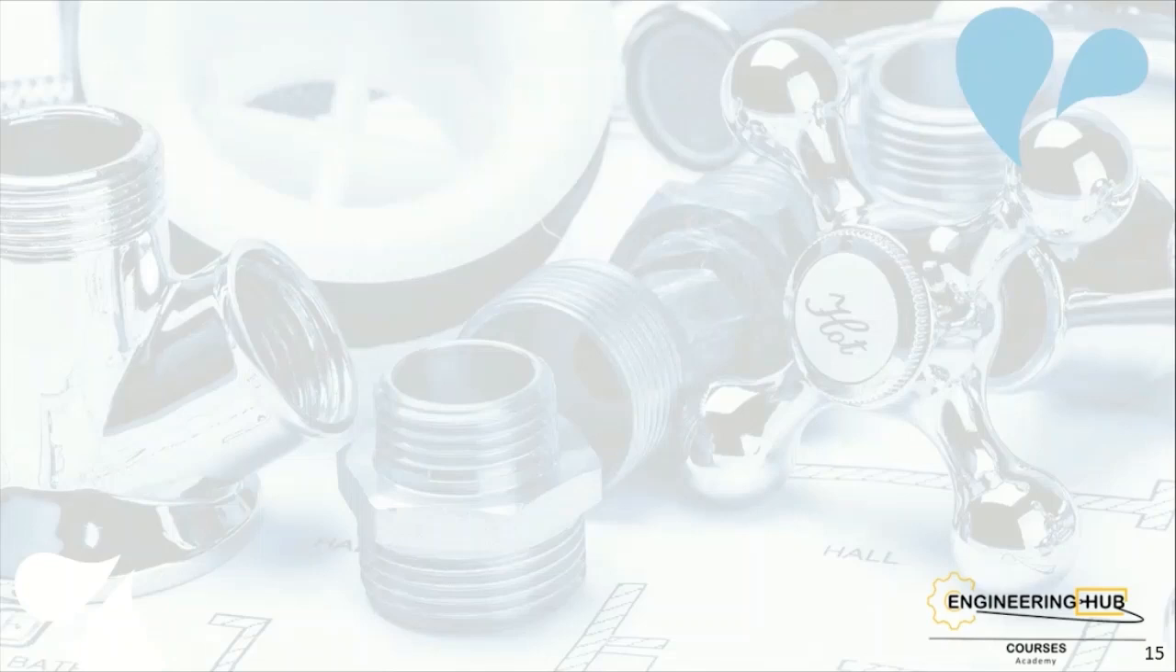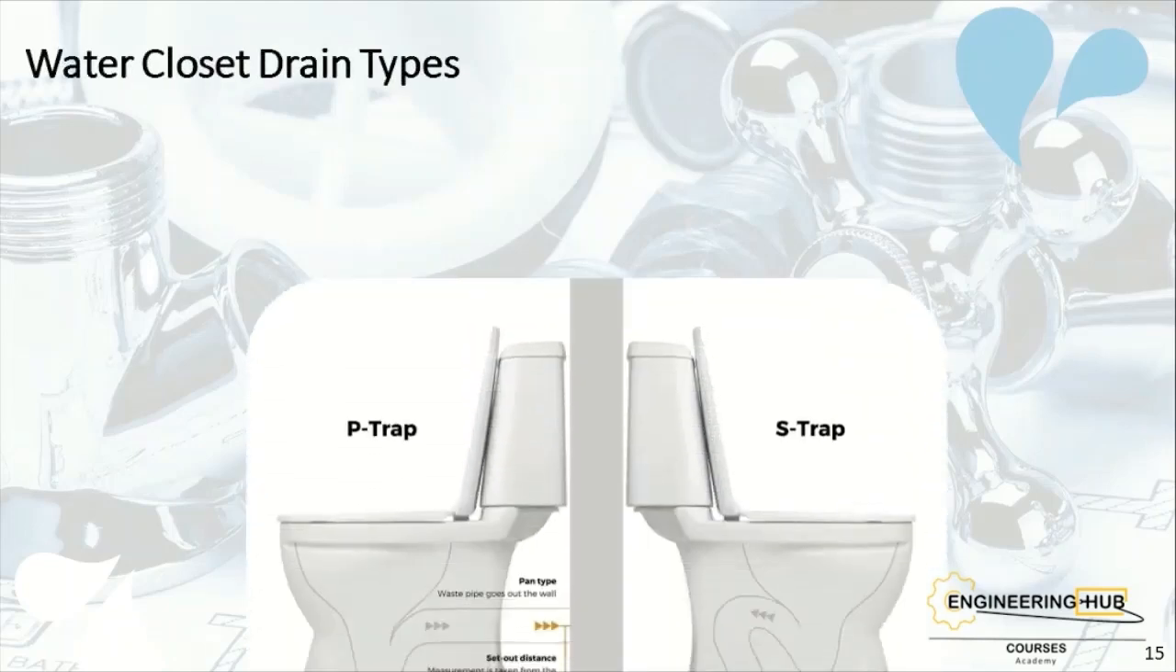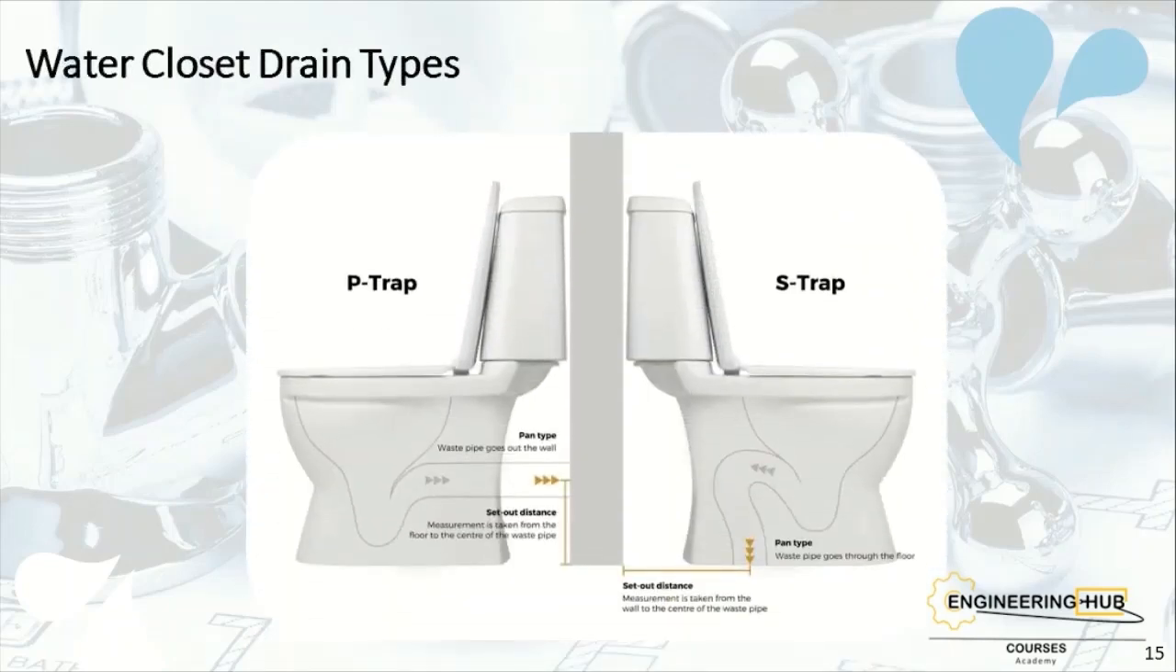Now we'll talk about the drain types. The water closet drain types can be found in two forms, P-trap and S-trap, and their names depend on their formation as illustrated in the slide. The P-trap form is used when there is a shaft behind the toilet, and this is the best case to drain the water closet. Or the drain pipe, which is 4 inches, can be embedded in the wall with the shaft, but this solution is not preferred.